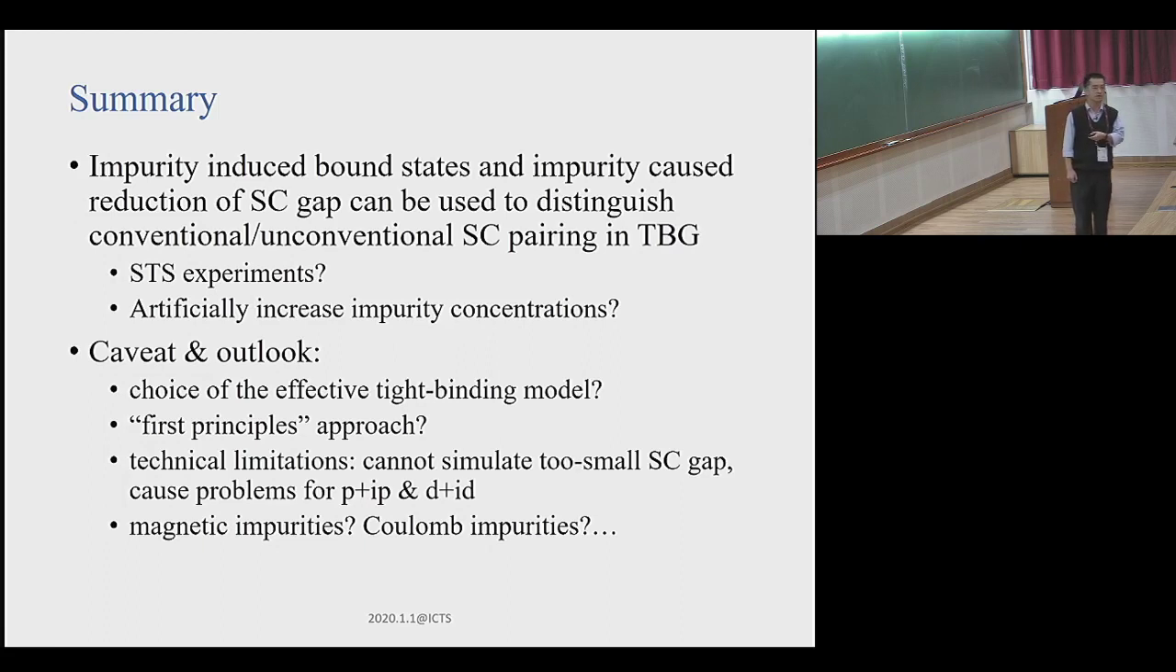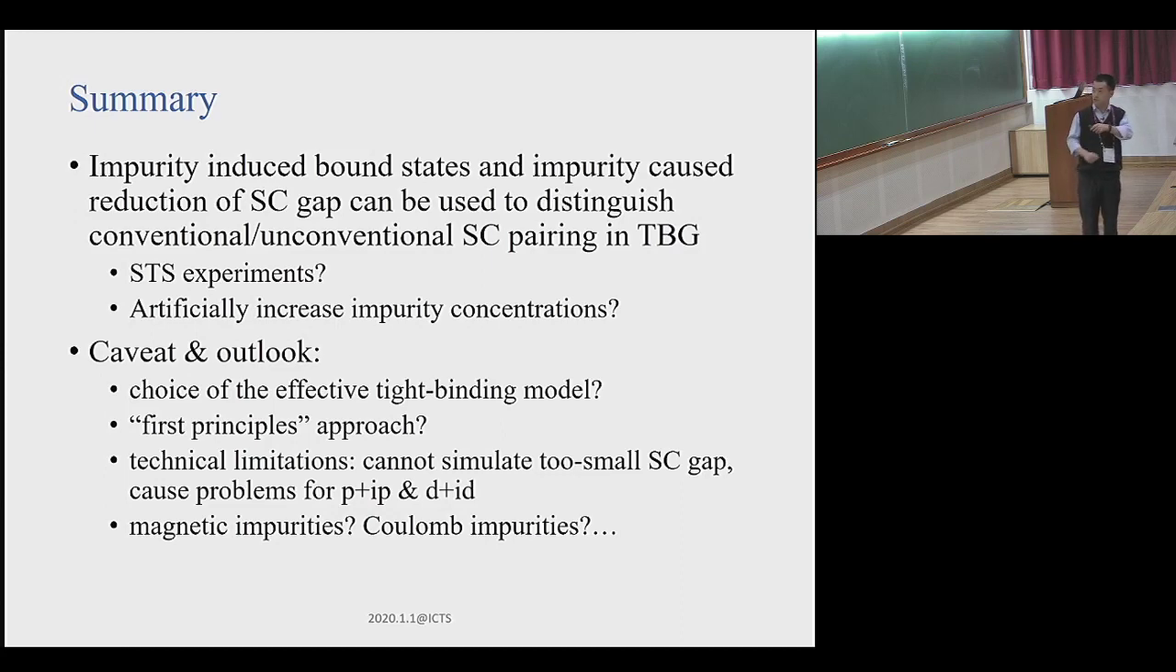But actually, for graphene, there's another interesting topic: for two-dimensional materials, impurity Coulomb potential will not be screened very well. So if you consider Coulomb charged impurity potential in graphene, there are also interesting problems. And whether this Coulomb impurity in this Moiré flat band will also cause interesting physics, I think is also an interesting question to ask.